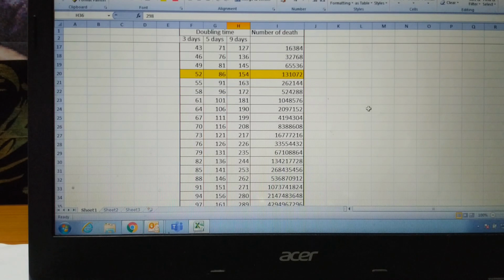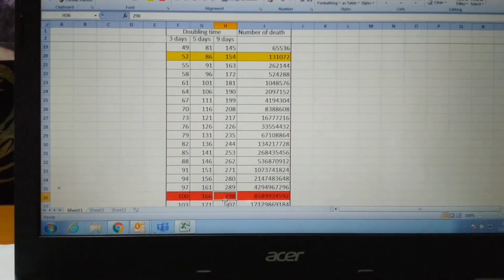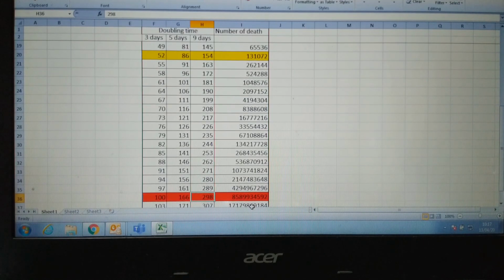Now interestingly, right now the death toll in the world is more than 100,000. So we are close to this number. And let's say the doubling time is 9 days for deaths. So we are now at the 154th day. And this red line is the danger signal, that is more than 8 billion, which is more than the world's population. That means if we go at a 9 days doubling rate of deaths, then at 290 days, about 150 days from today, which means about 5 months from today, our whole human race will be wiped out.